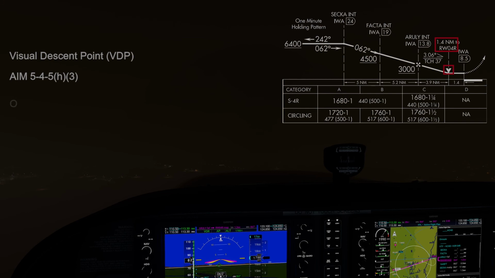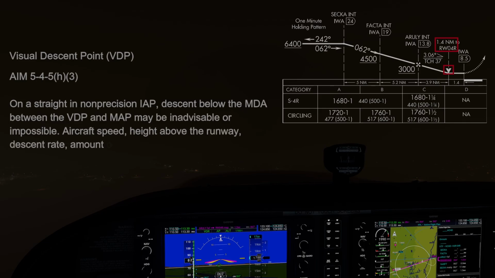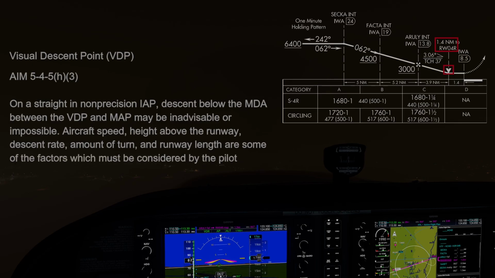The AIM states, on a straight-in, non-precision instrument approach procedure, descent below the MDA between the visual descent point and the missed approach point may be inadvisable or impossible. Aircraft speed, height above the runway, descent rate, amount of turn, and runway length are some of the factors which must be considered by the pilot to determine if a safe descent and landing can be accomplished. So, let's determine these factors in our scenario.